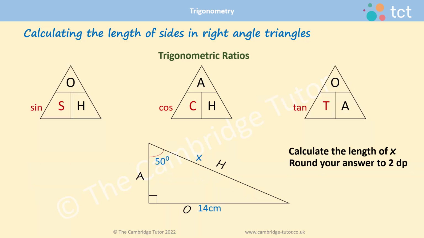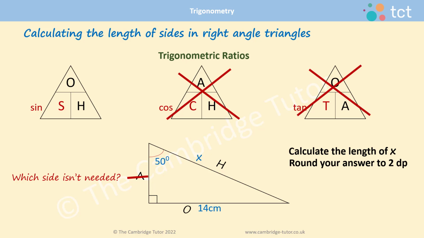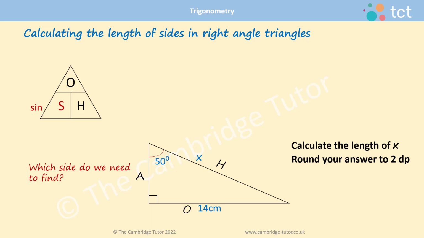For this one, when you get to the formula triangles, you'll need to do something a bit different. I've labelled the triangle already. Which side isn't needed? I know the opposite. I'm looking for the hypotenuse, so I get rid of the adjacent. So this time, I get rid of CAH and TOA. I'm not using the cos and I'm not using the tan. I'm using the sine key.